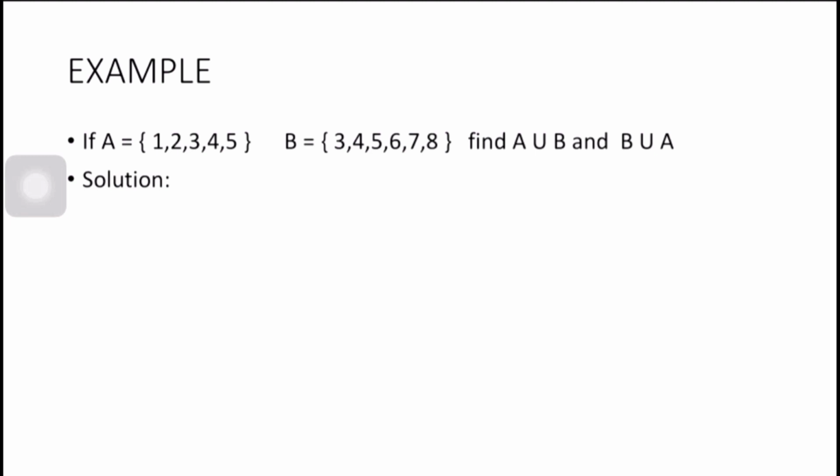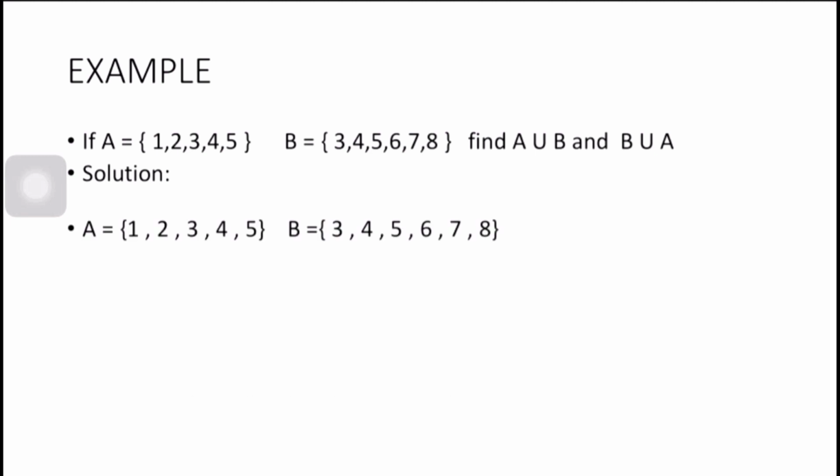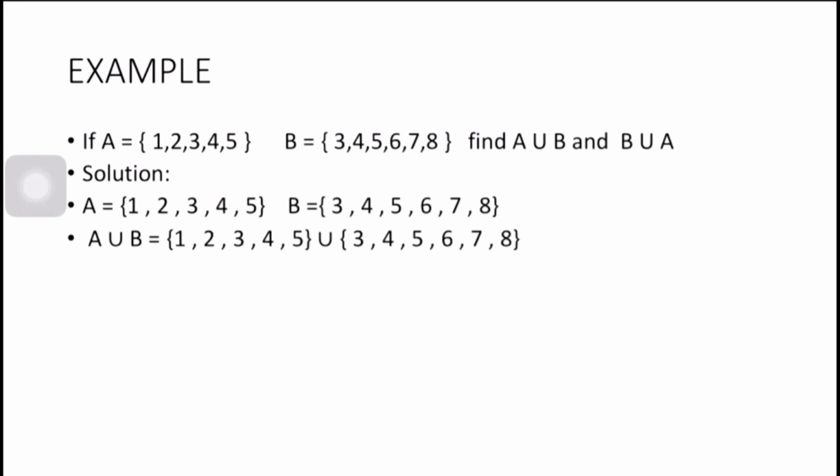Solution. First write the sets A is equal to and B is equal to the given sets. Next, A union B is equal to: write the first set, next the second set. We have to write all the elements here, but common elements are never repeated. This is the set A union B.